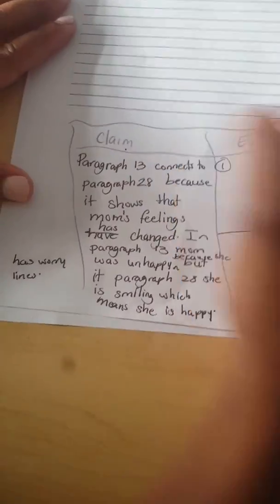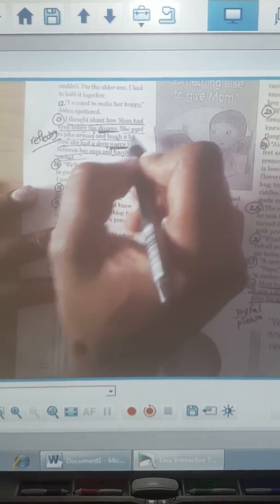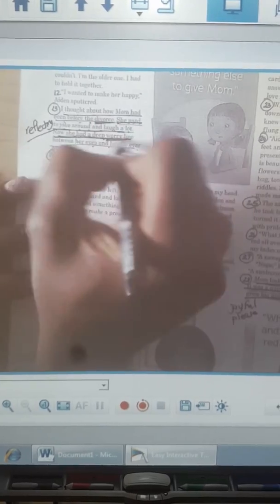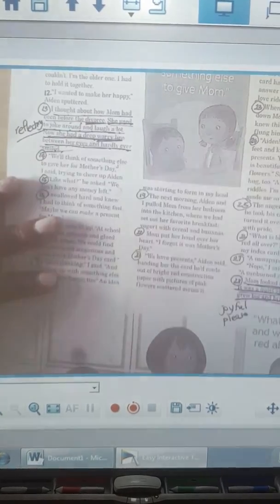And this is my sloppy copy. You'll make sure that you rewrite. So now you're going to go back into the text to write your evidence. So I'm going to go back to paragraph 13. And it says, she used to joke around a lot. Now she has deep worry lines between her eyes and hardly ever smiled. So I'm going to write that down.